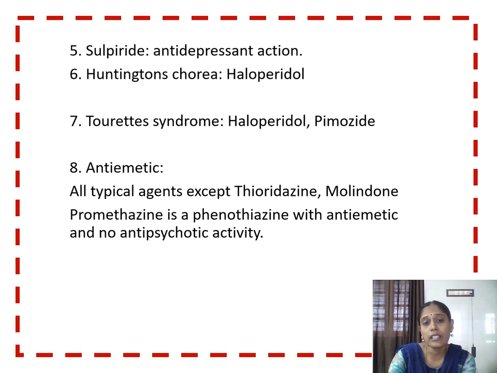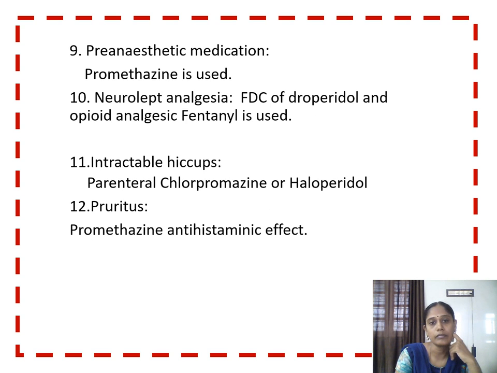And one interesting thing is promethazine. It's a phenothiazine. Phenothiazines all have antipsychotic properties, but promethazine is a phenothiazine which has anti-emetic property but no antipsychotic activity. This is one interesting thing with promethazine. And apart from this, promethazine can be used for pre-anesthetic medication, okay? And for pruritus, because it has an antihistaminic effect, promethazine can be used, which has no antipsychotic action but other actions, okay? And for neuroleptic analgesia, we can give a fixed drug combination of droperidol and the opioid analgesic fentanyl.